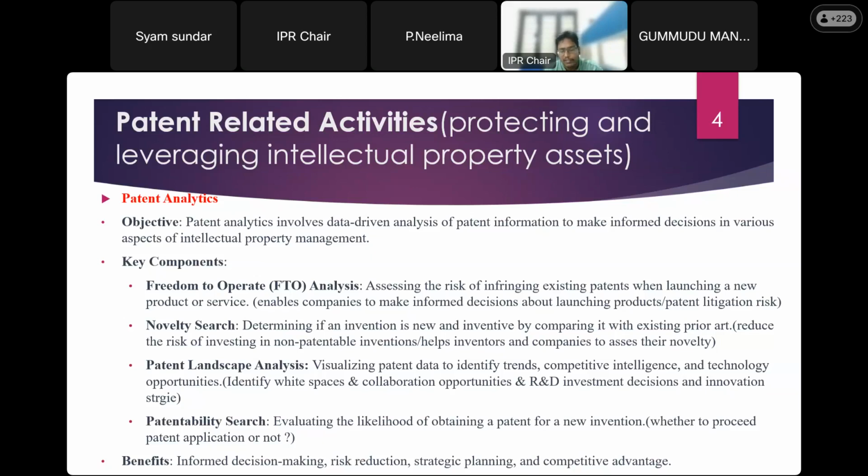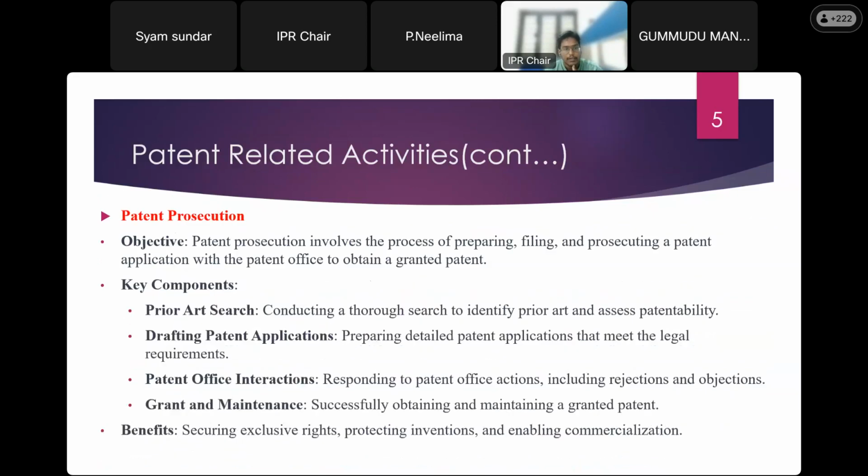And risk reduction, as I said earlier, strategic planning and competitive advantage. In that case, you will get an advantage over an existing competitor if you search properly. For example, patent landscape analysis and freedom to operate. And the next major activity related to patents is patent prosecution.